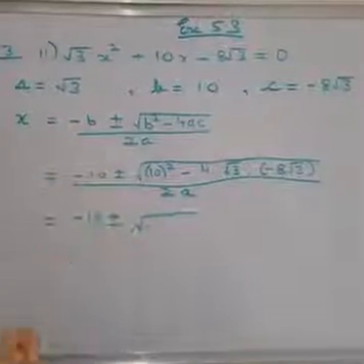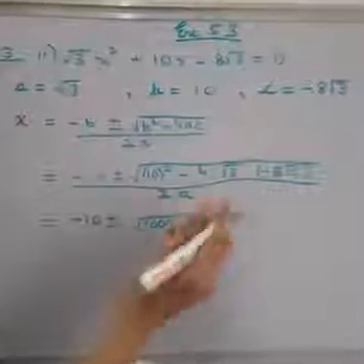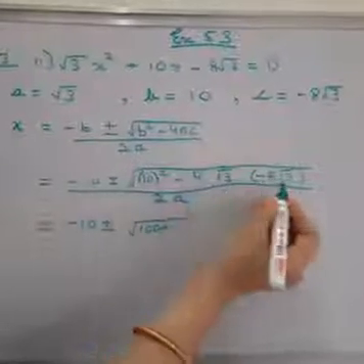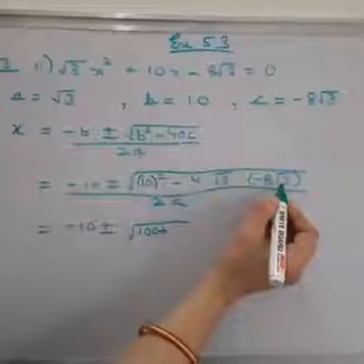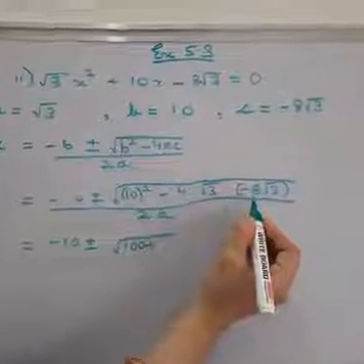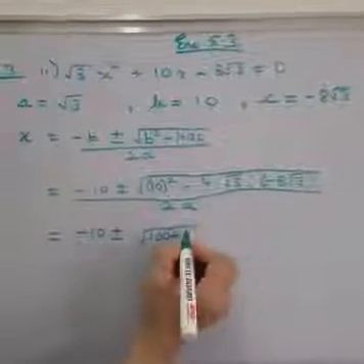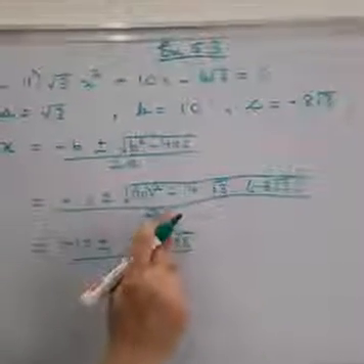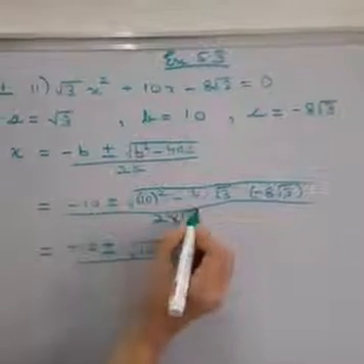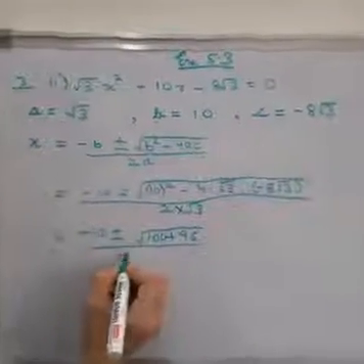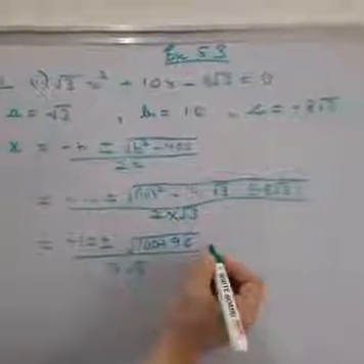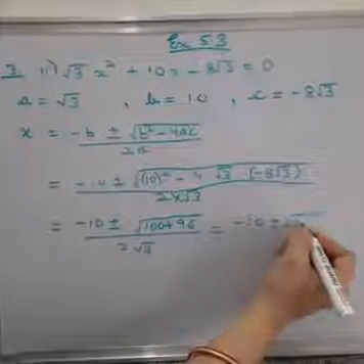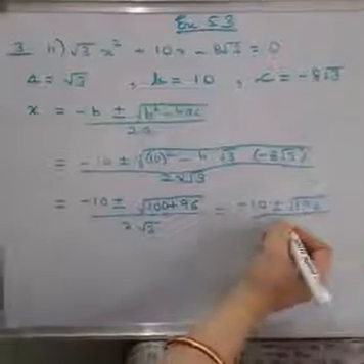So this will give minus 10 plus minus under root 10 square is 100 plus. Now why plus? Because minus and minus will turn into plus. Now root 3 into root 3 is 3, then 3 into 8, 24, and 24 into 4 will be 96. Fine. Upon 2a. We were supposed to write here 2 into root 3. So this will become 2 root 3. So then this will be minus 10 plus minus under root 196 upon 2 root 3.